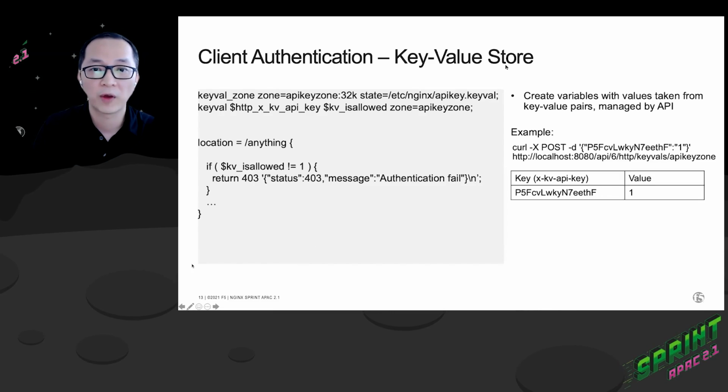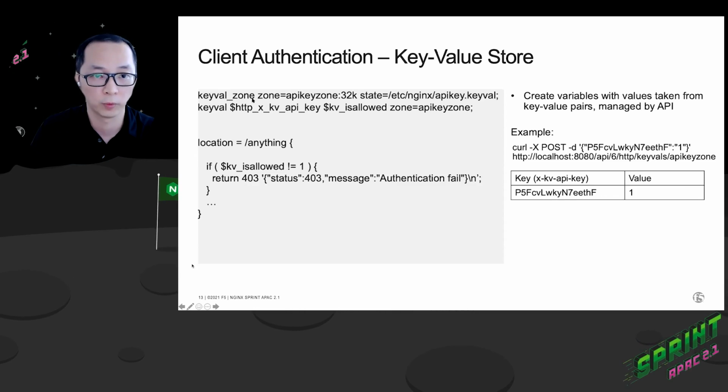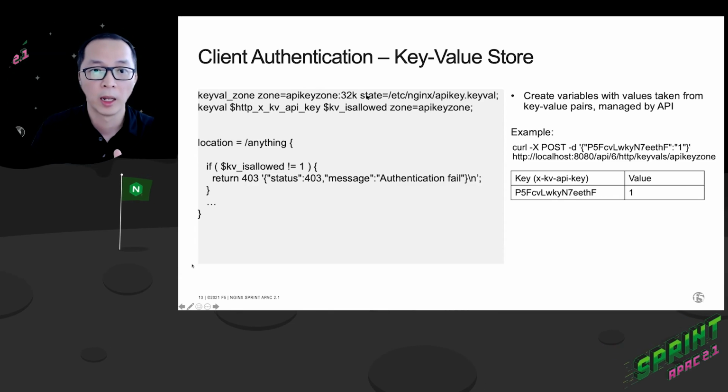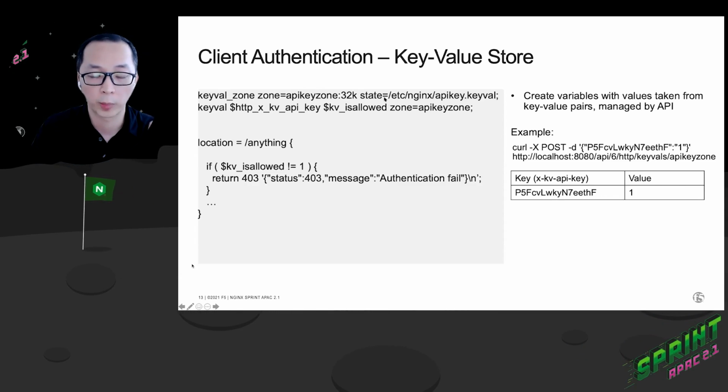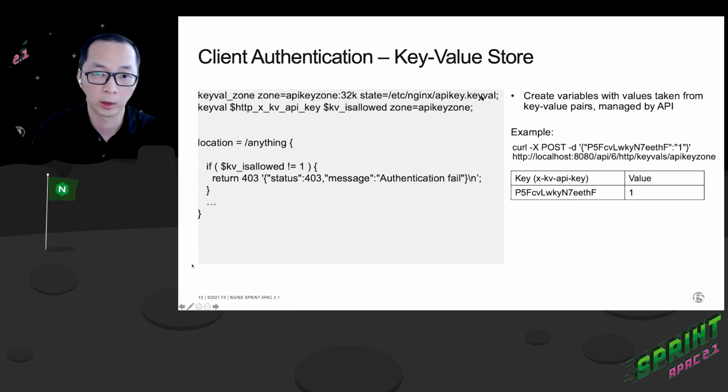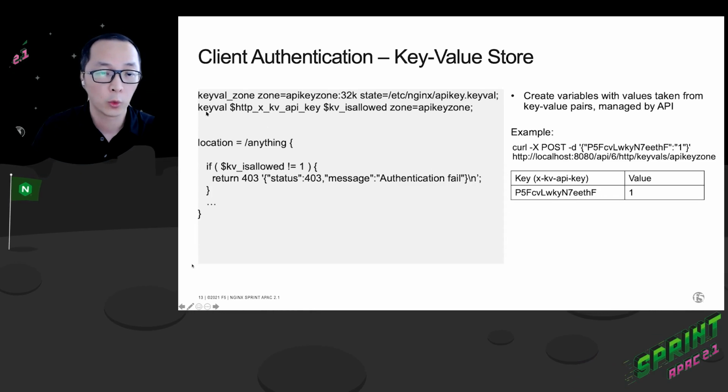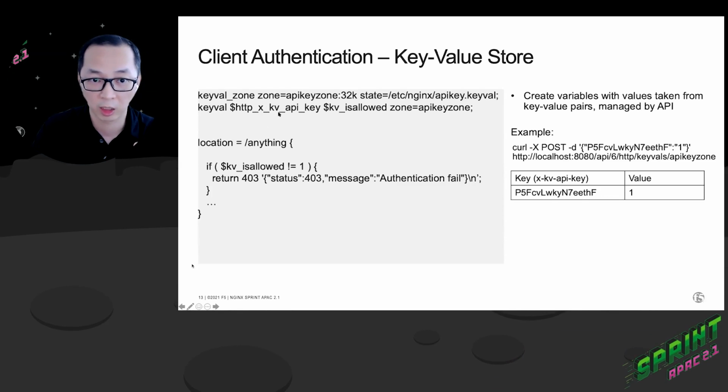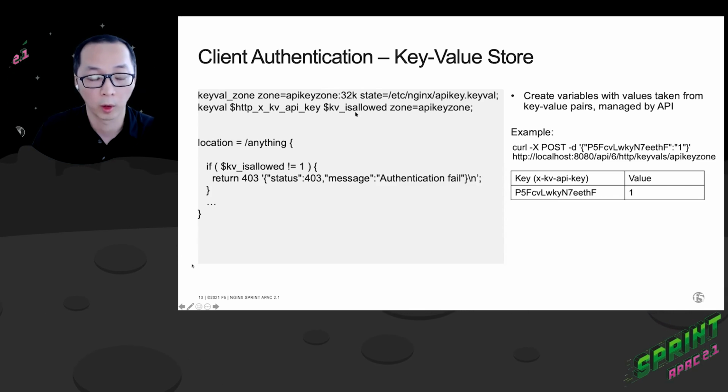We will use something called the key-value store. It's an in-memory table store, right? We are going to use the directive keyval_zone with keyval. This is a zone name, and then this is my persistency. I'm going to persist it into the local drive. So what does this basically do, right? I'm going to retrieve the value of this HTTP header x-kv-api-key. I'm going to return the value of this variable, kv, and that underscore is allowed, depending on the value of the key.